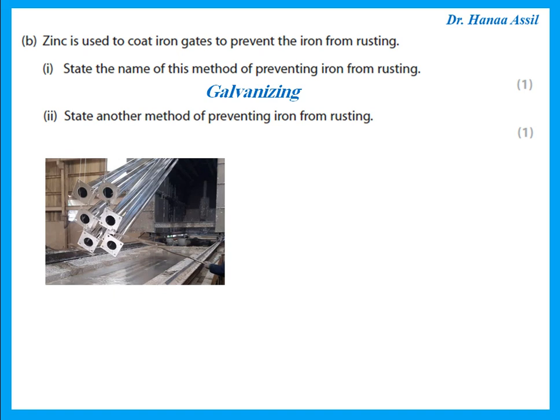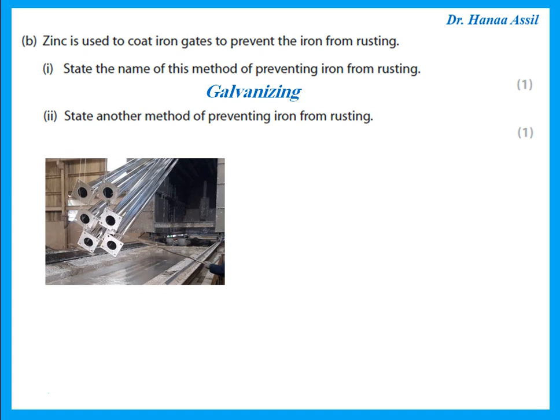Galvanizing. So remember that galvanizing is coating the iron with a layer of zinc by dipping or spraying. So we get the iron and either we dip it into liquid zinc or we spray it with zinc. That is called galvanizing.